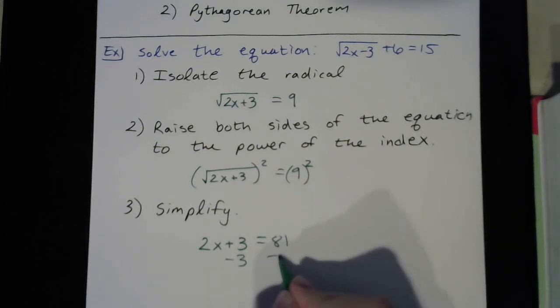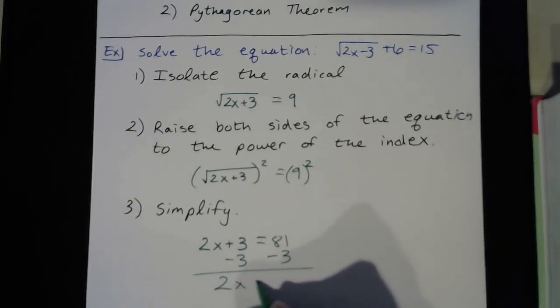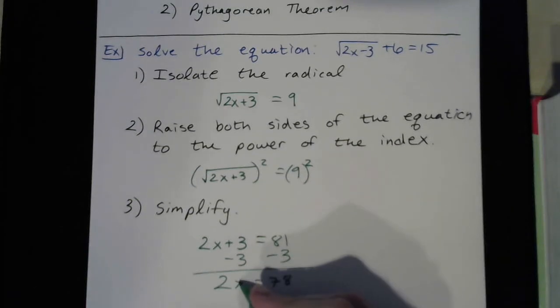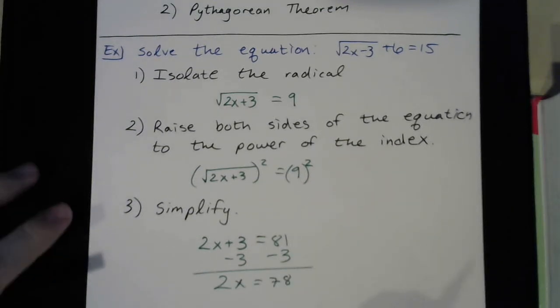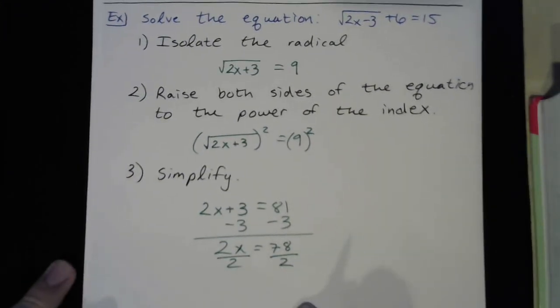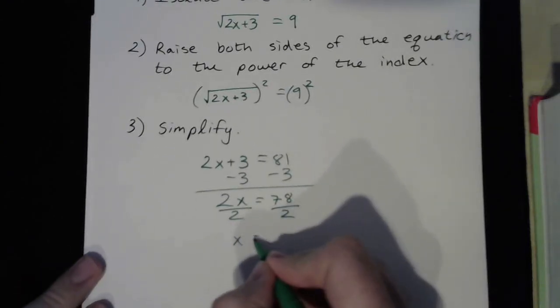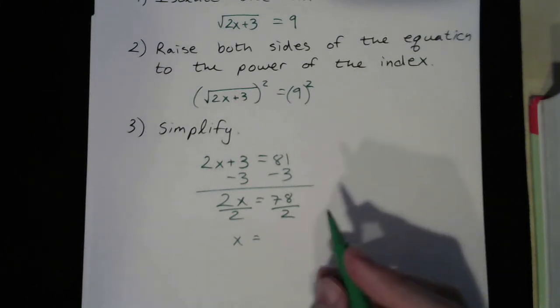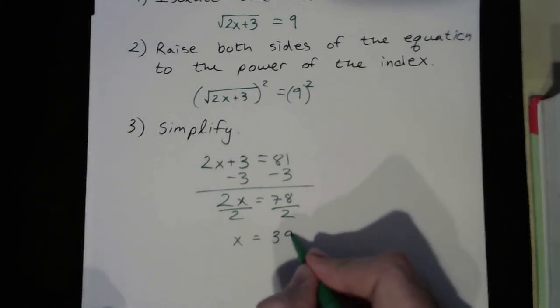And then we can move the 3 over, and we have 2x equals 78. That's how subtraction works. And then we divide by 2, divide by 2, and we get x equals, what, 2 goes into 7 3 times, 39.